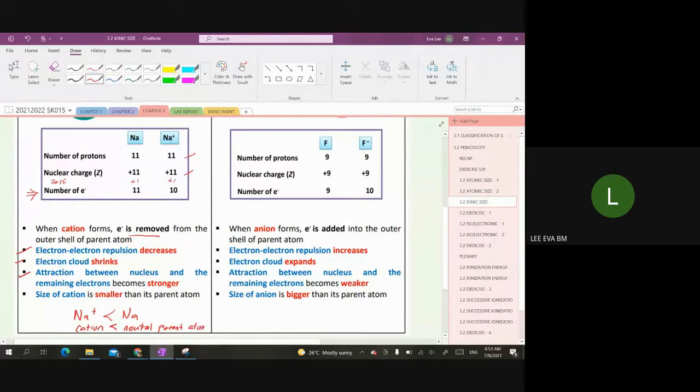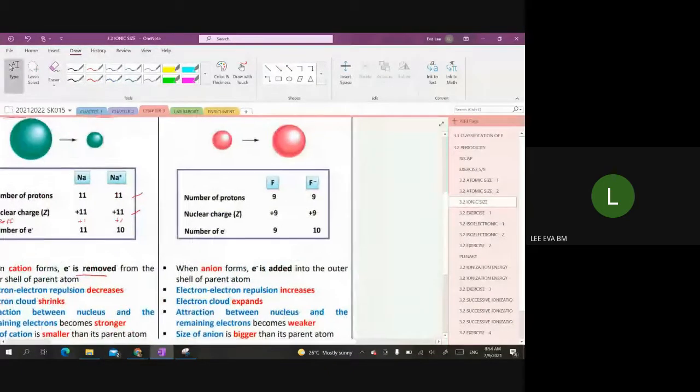Untuk semula kalau kita compare dengan Na2+, dengan compare antara magnesium 2+ with magnesium, compare between potassium positive with potassium, all is the same. Cation is always smaller than the neutral parent atom. Okay, so that is about the cation.